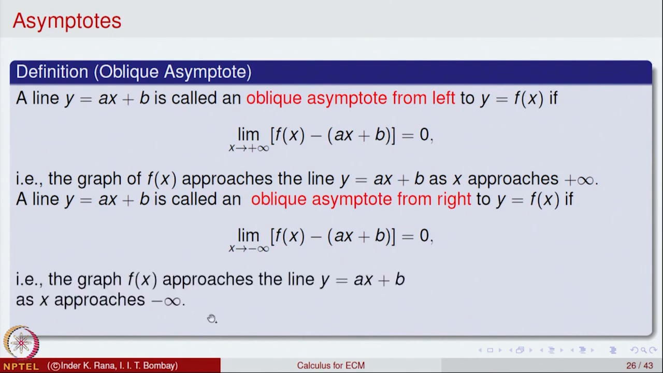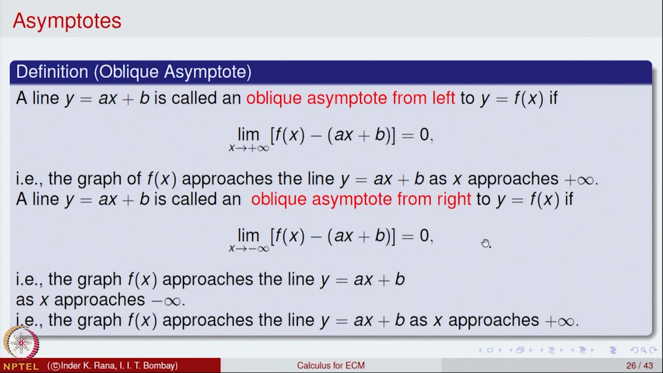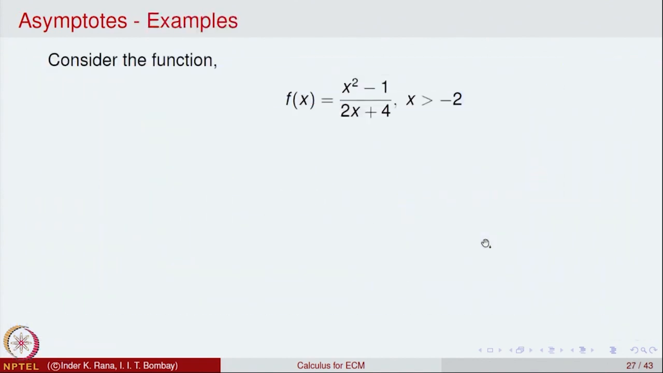As x approaches minus infinity. So, the basic idea is you are approaching some line as you approach plus infinity or minus infinity. The distance between them becomes smaller. So, these are called oblique asymptotes. I think the best is to look at some examples to illustrate this.